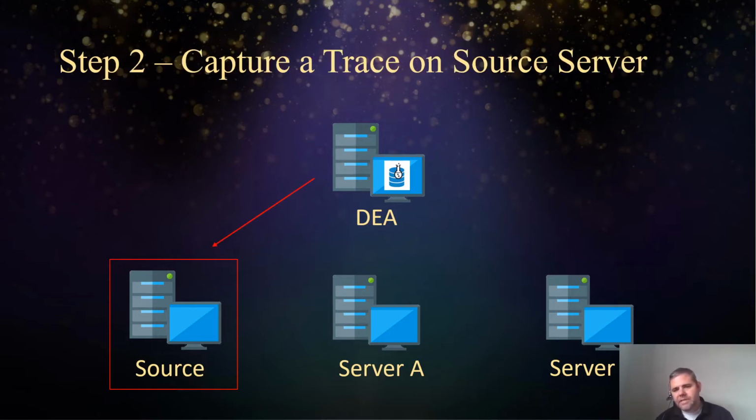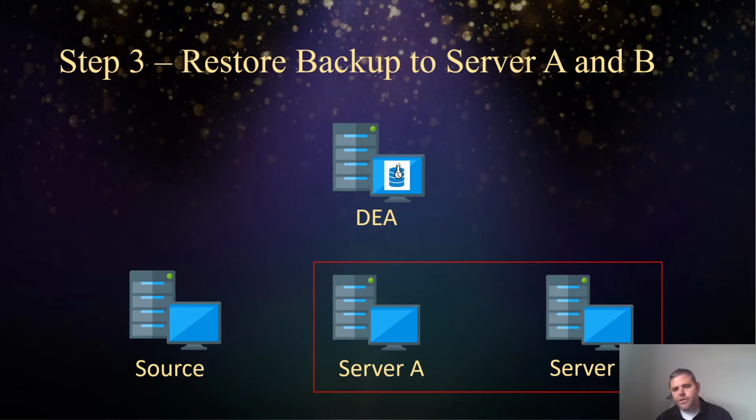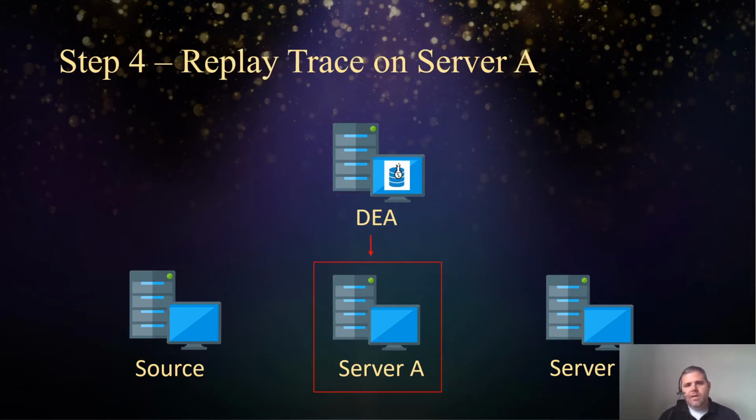Step 2 is using the DEA tool, you're going to capture a trace on the source server. So it's going to capture a workload for a variable amount of time that you set to capture a full workload, and it will save that out as either a trace file or an extended events file. Step 3, you're going to take the backup that you grabbed in step 1 and restore that backup to server A and B. Step 4 is you're going to replay that trace that you captured from the source on server A. So again, using the DEA tool, the functionality exists within there to replay that trace on server A.